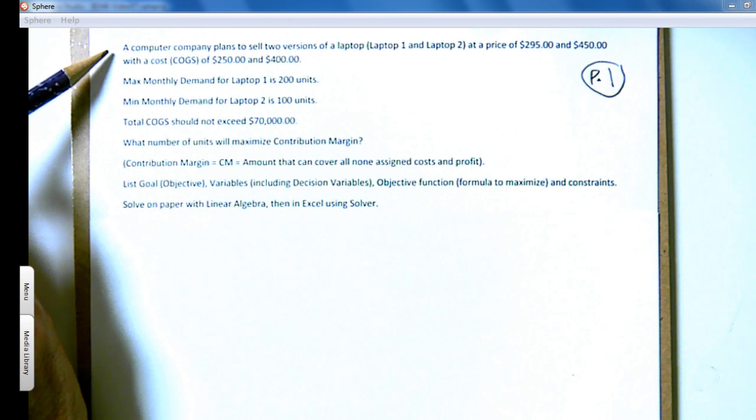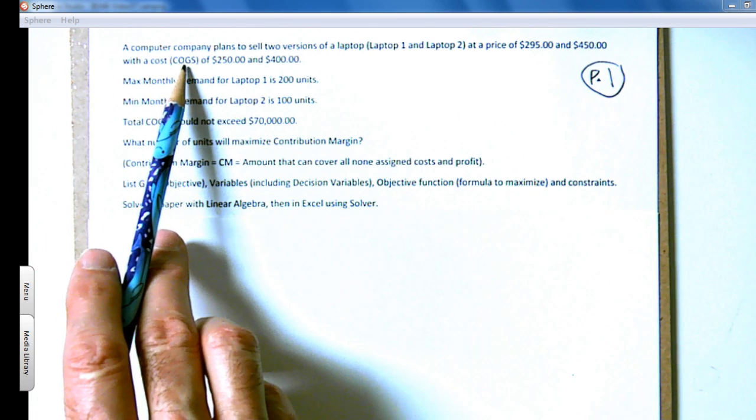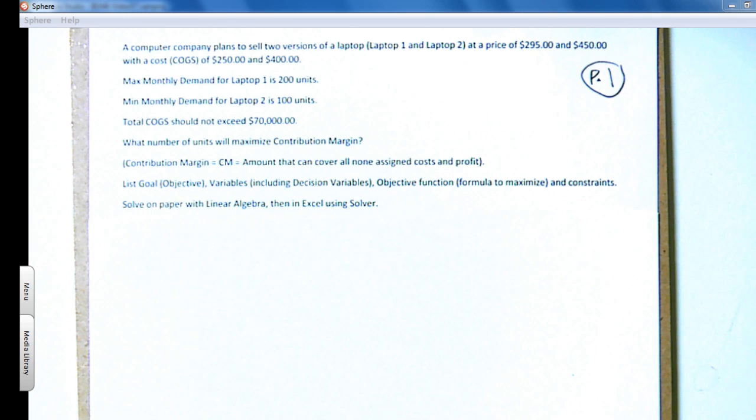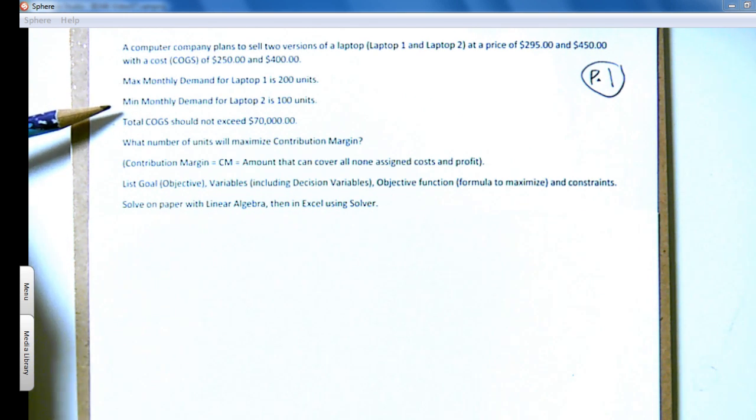Now here's the complete description of our problem. A computer company plans to sell 2 versions of a laptop, laptop 1 and laptop 2, at a price of $295 and $450 respectively, with a cost of goods sold of $250 and $400. Our first constraint, the maximum monthly demand for laptop 1 is 200 units. The min monthly demand for laptop 2 is 100 units, so that reflects the fact that we've already signed a particular contract, so we have to have a min of that one.